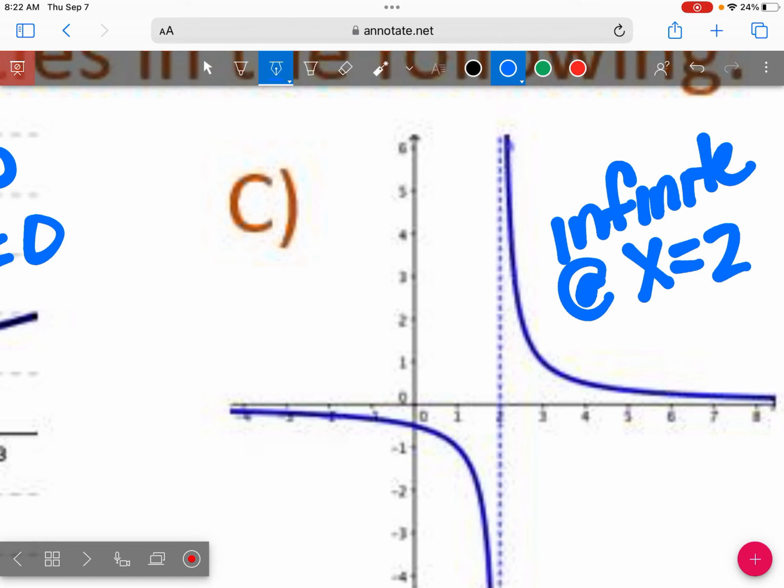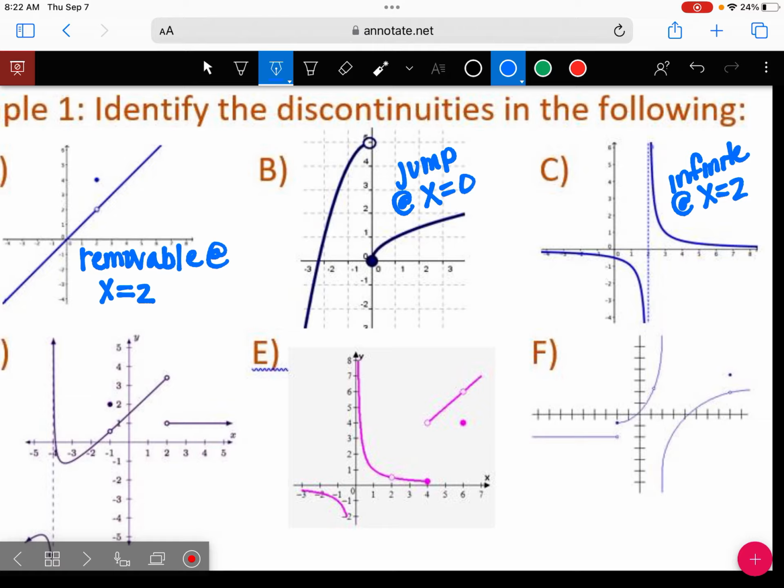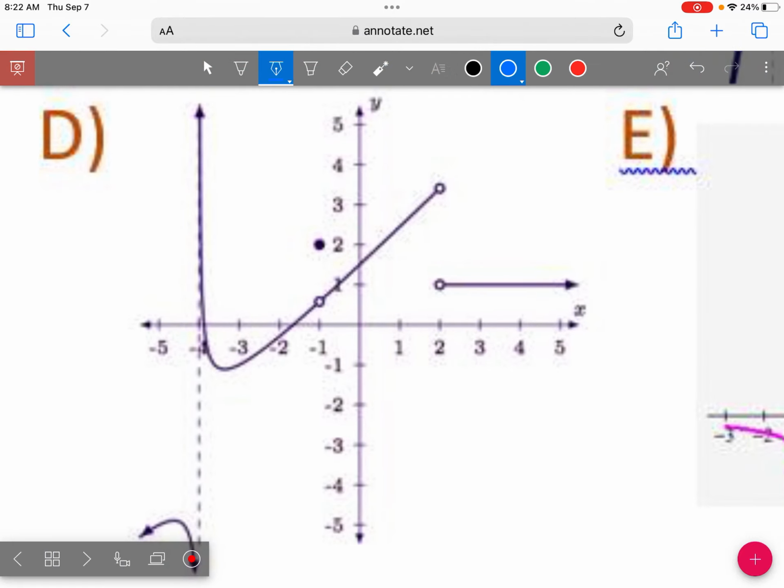Now, when we look at the last 3, there's multiple discontinuities, okay? You can have a graph that has 5 different discontinuities at different places in the domain. So let's look at graph D. When I zoom in to graph D, I see that we have 3 different discontinuities. So my first discontinuity I see is at x equals -4. What kind of discontinuity do we have at x equals -4? Infinite, good.